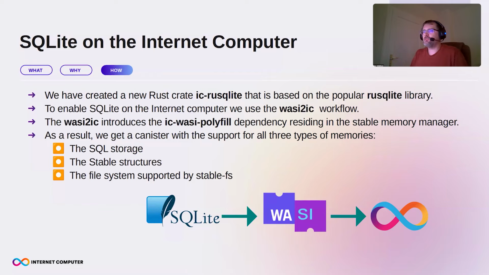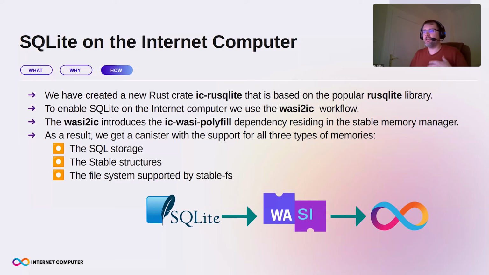And what you get in return is the WASI2IC introduction. The IC SQLite dependency introduces the IC WASI polyfill library, which is also based on the stable structures. And what you get in return is you have all three types of memories available to you.